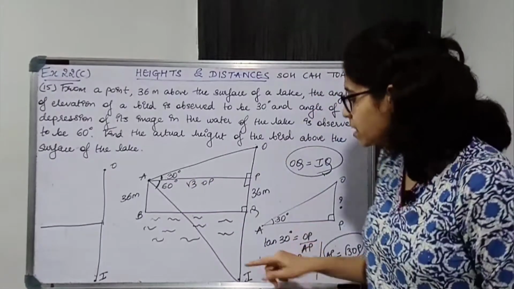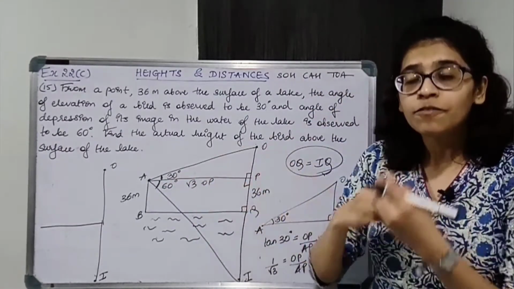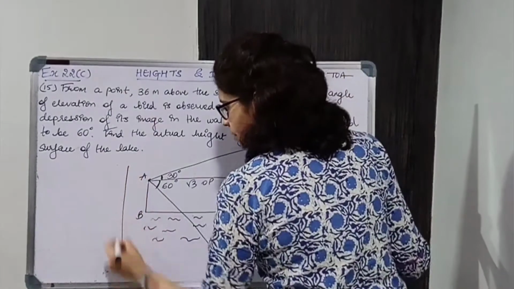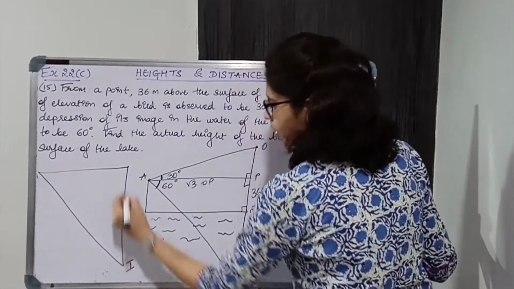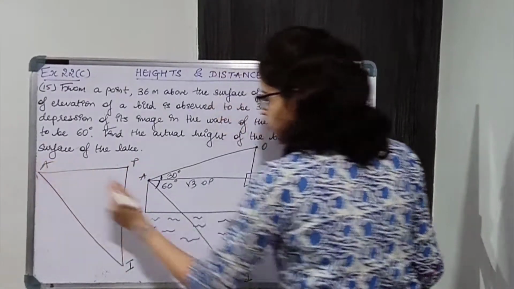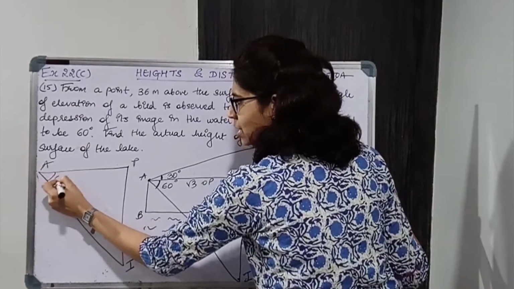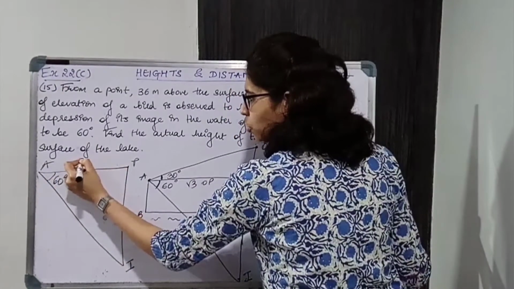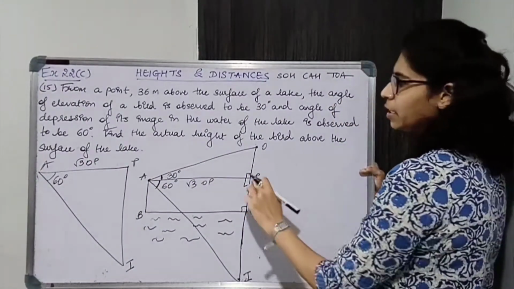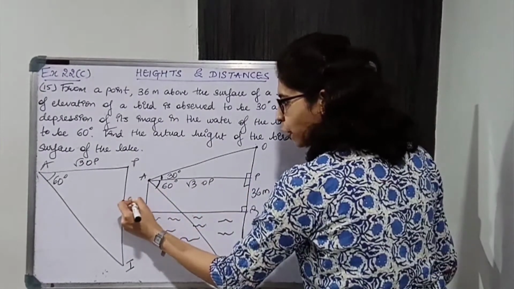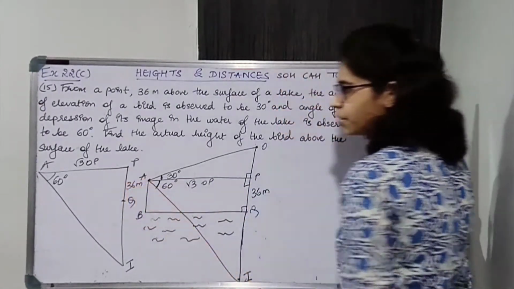Now we'll consider this triangle IPA. Let us see if we can find something. So considering triangle IPA, I'm just redrawing this triangle for understanding. So ye 60 degrees ho gaya. AP is root 3 OP, we got from this triangle. Now PQ hai. There is a point Q in between. PQ is 36 meters. This is also important.